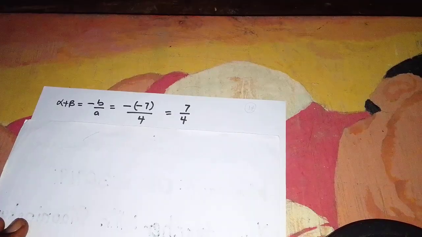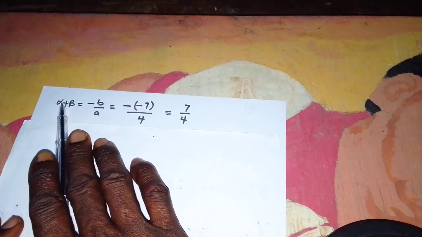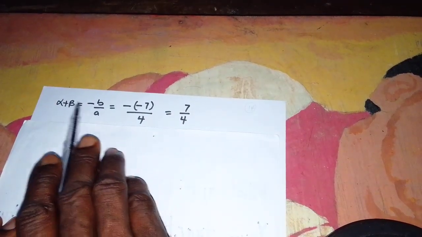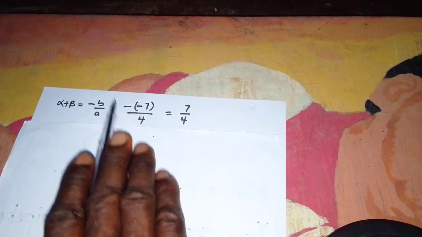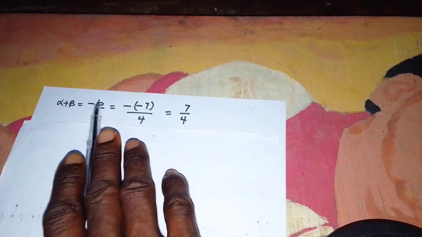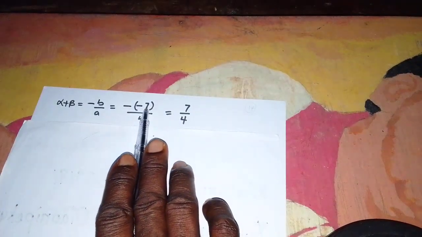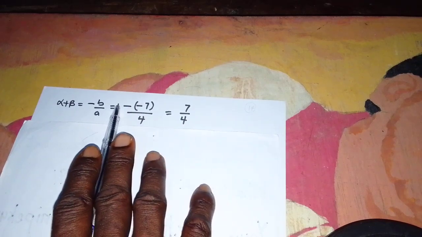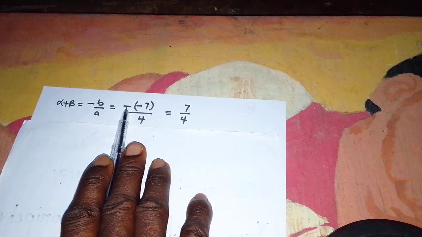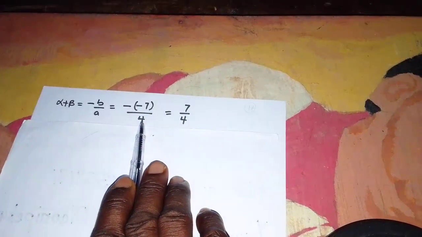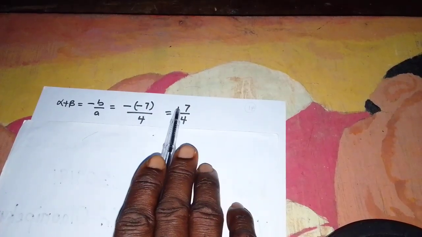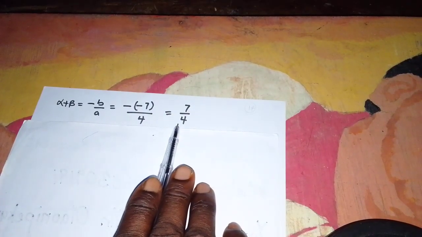Now the sum of the roots is what? Minus b over a. That is alpha plus beta is equal to minus b over a, which is equal to minus, and b is minus 7. You substitute minus 7, and you put it inside a bracket because it is going to be affected by this negative sign, over a, which is 4. So you substitute 4. Minus times minus will give us plus, making plus 7 over 4.